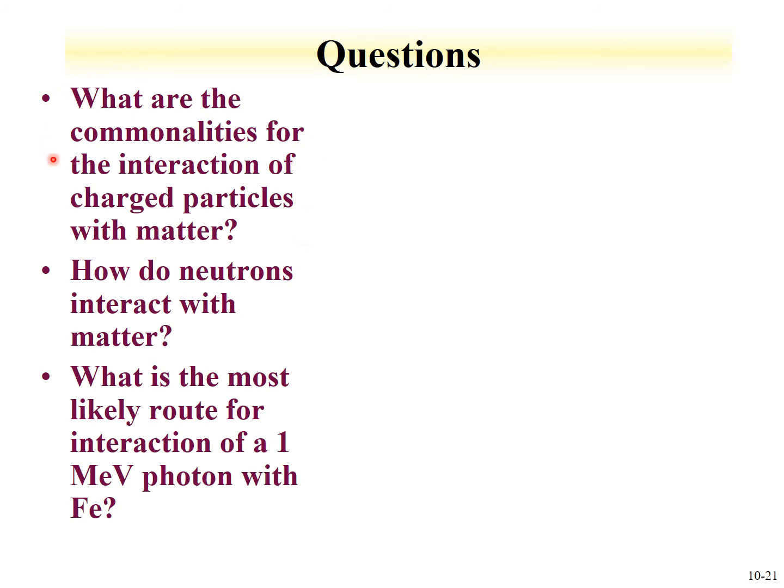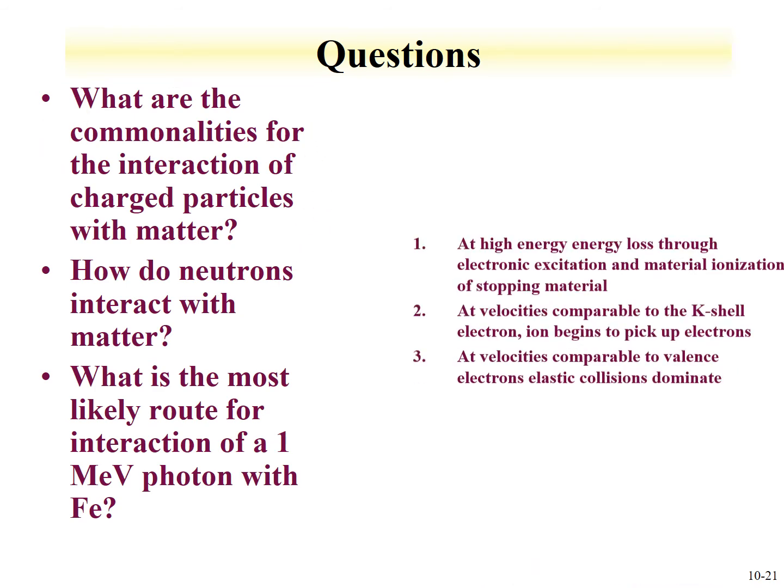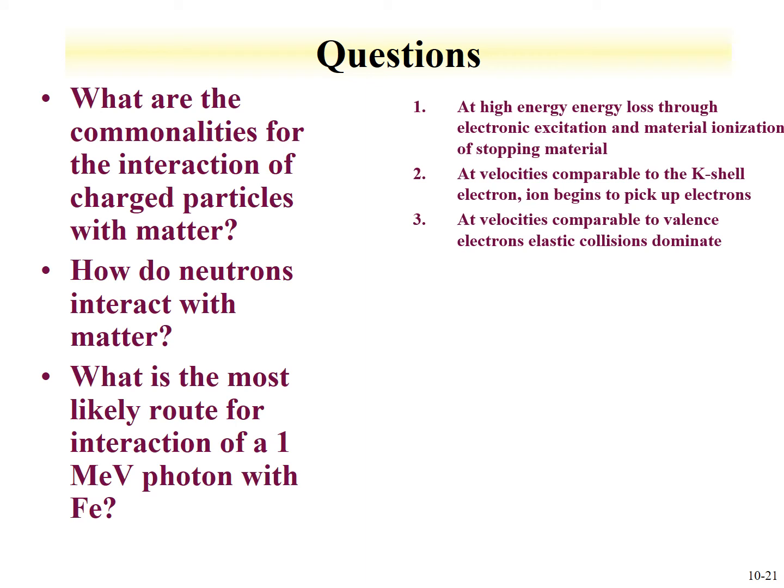What are the commonalities of interactions of charged particles with matter? At high energy, the loss is primarily through electronic excitation and material ionization. At velocities where they're slower and they're comparable to the K shell electron, ions begin to pick up electrons. So if you have a charged particle going through a material, it starts to pick up electrons as it slows down. And at velocities comparable to the valence electrons, elastic collisions dominate.